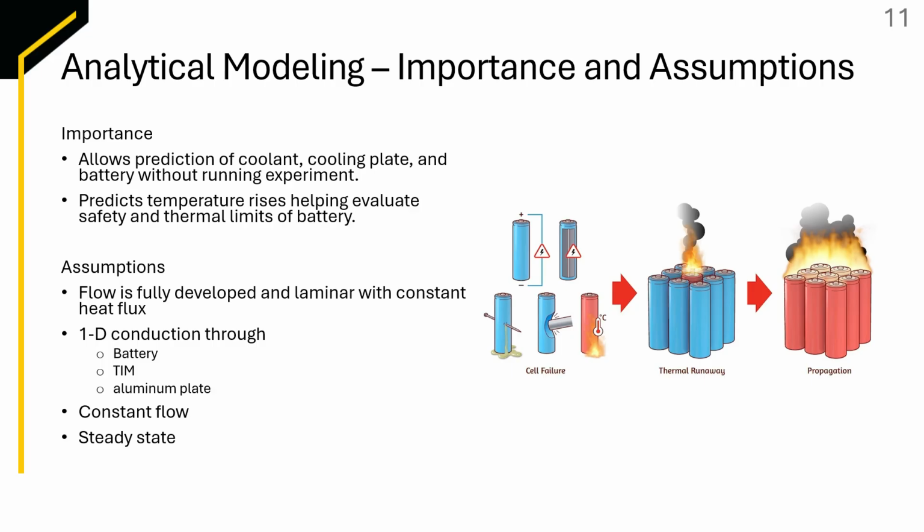This is important because it allows us to predict the coolant, cooling plate, and battery temperatures without running an experiment, which is crucial for predicting the temperature rises, helping evaluate safety, and getting a better understanding of the thermal limits of the battery. The assumptions being made for the calculations are flow is fully developed and laminar with constant heat flux, 1D conduction straight through the battery, tin, and aluminum plate, constant flow, and steady state.